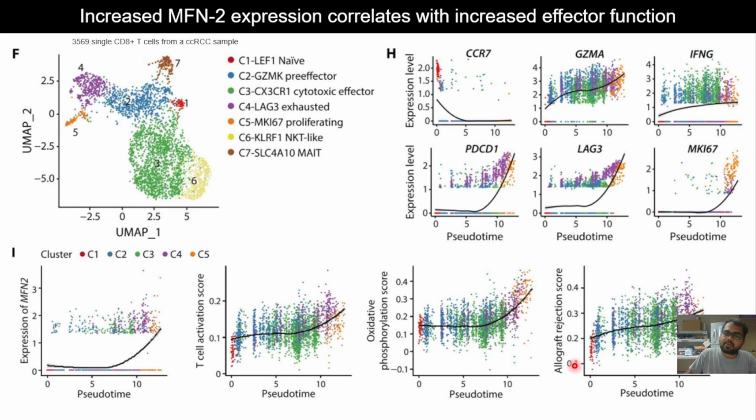Similarly, the allograft rejection score, which is calculated by the expression of a gene pattern, which suggests the activation of T cells basically, and the tumor basically working as an allograft, you can say. So if the allograft rejection score is increasing, it means that these T cells are able to kill these tumor cells, or we can say this allograft rejection type of activation of T cells is happening. So overall, what it suggests is that this increased MFN2 expression is correlated with the increased effector function.